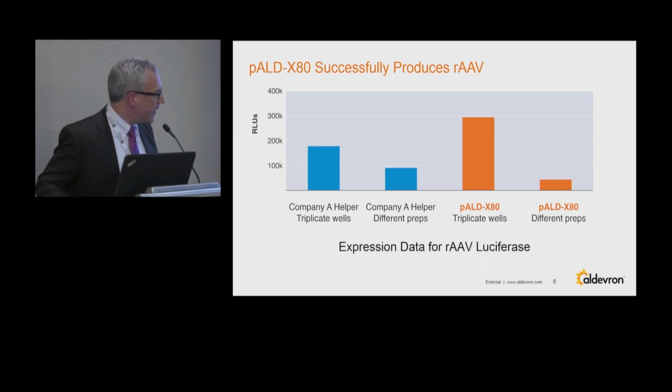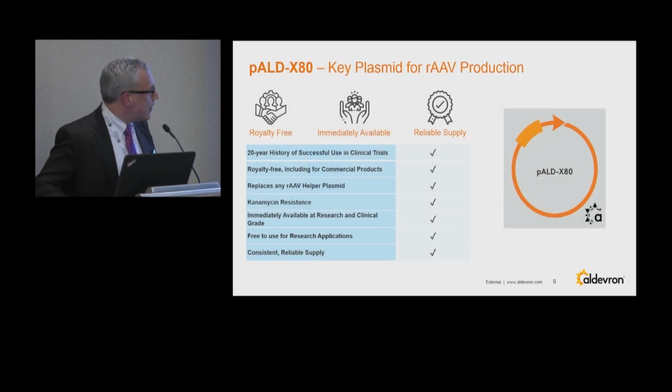So the pALDX80 is shown as either produced with mini preps or an industrial process, showing equivalent expression to other helper plasmids available on the market. So this plasmid has some really significant benefits for those of you who are struggling with being able to produce more AAV, being able to make AAV at scale.